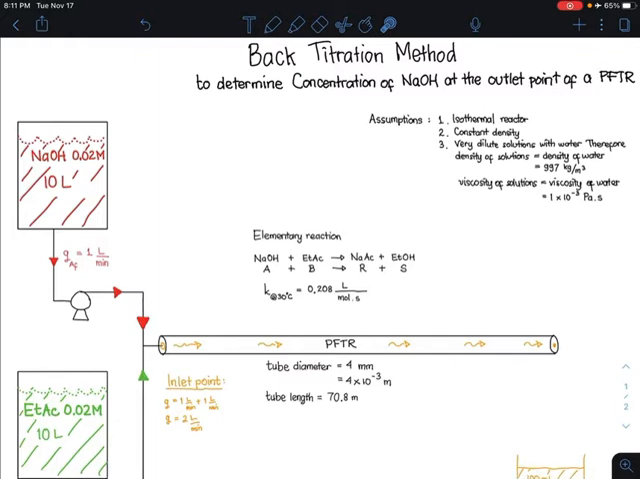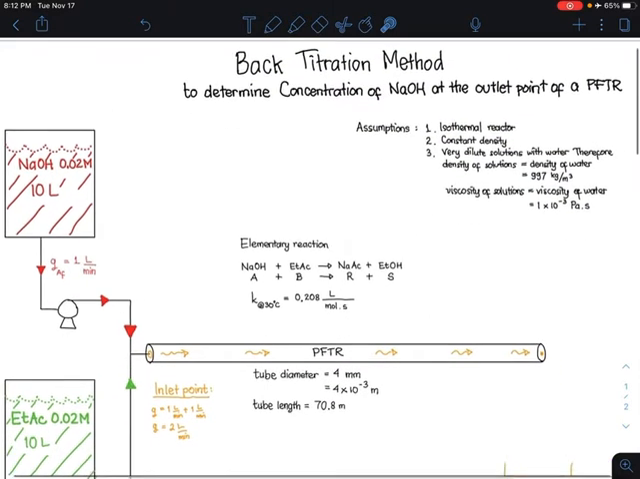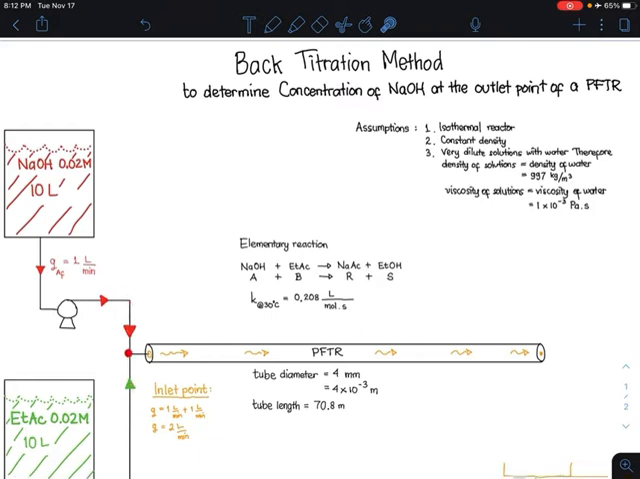10 liter, being pumped at 1 liter per minute. And then we have ethyl acetate, 0.02 mole per liter, the volume is 10 liter, being pumped at 1 liter per minute also. These two feed streams will join into a single stream just before entering the plug flow tubular reactor.